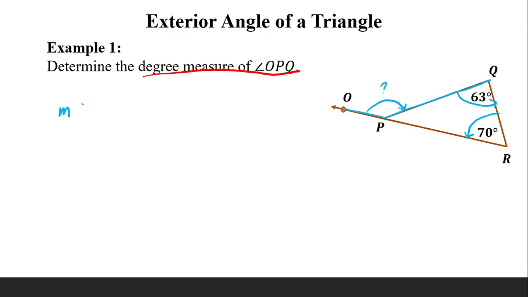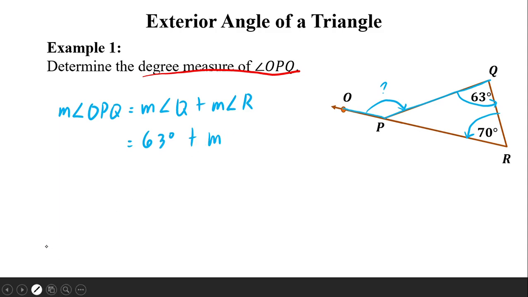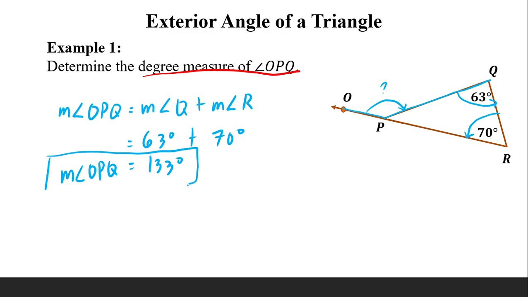So let us write: measure of angle OPQ, since we need to find the degree measure, is equal to measure of angle Q plus measure of angle R. Measure of angle Q is 63 degrees plus measure of angle R is 70 degrees. Let us add, that is 133 degrees. So measure of angle OPQ is 133 degrees.